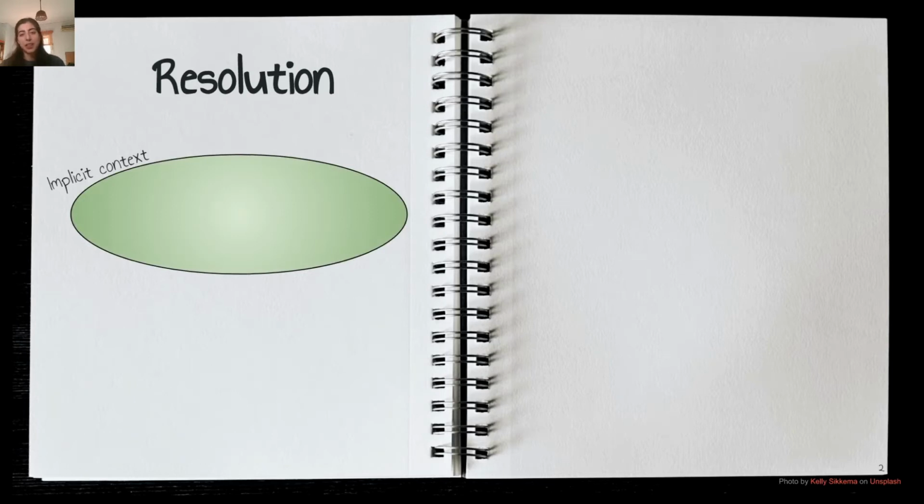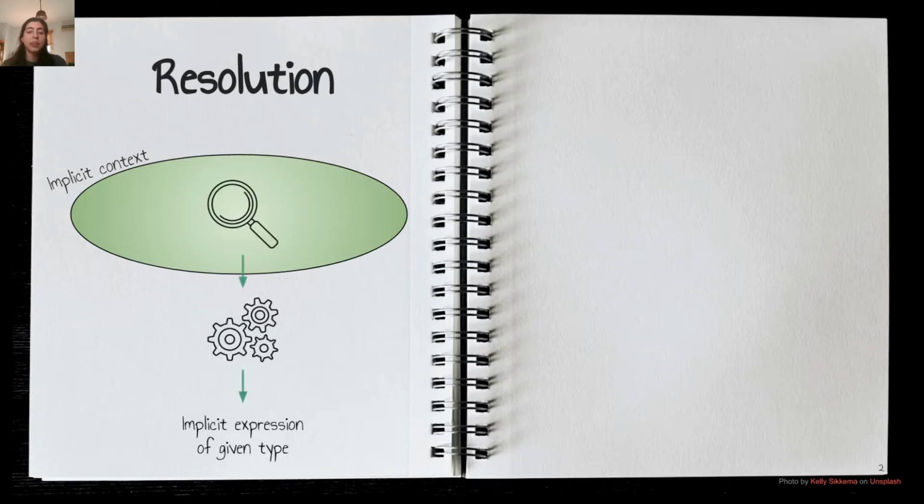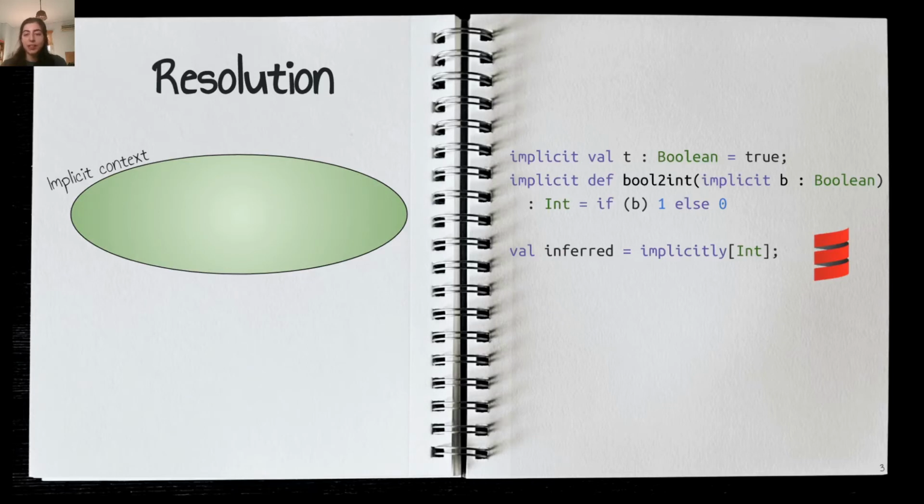Resolution is a programming language feature that involves an implicit context which contains expressions and their types. This context can be inspected and its values can be combined as the system tries to infer an implicit expression of a desired type. To see how it works, on the right is a simple Scala example that uses resolution, and the situation is depicted on the left.